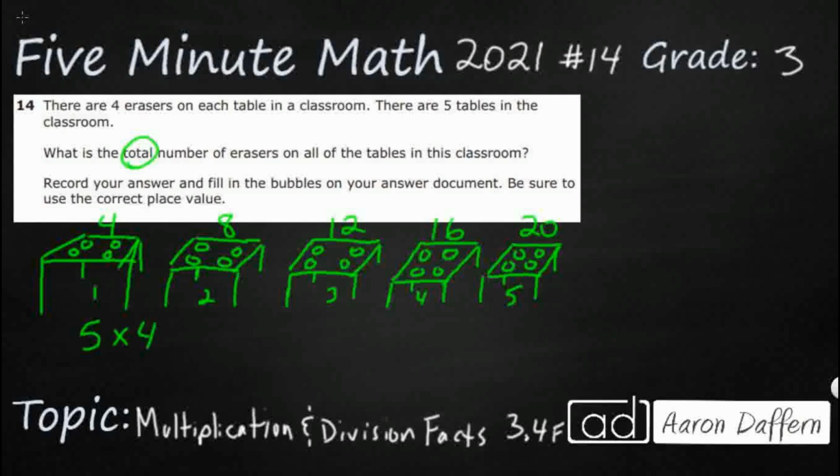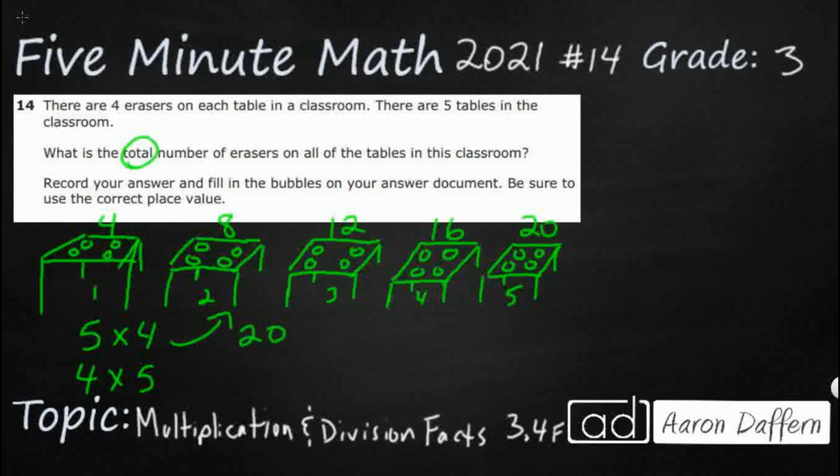And if you don't know your fours, you can use the commutative property, which is the order property. You can flip the factors. Because most of us know our fives, right? We can count by fives four times. So this five times four is what we saw right here. That's 20. And that's skip counting 4, 8, 12, 16, 20.